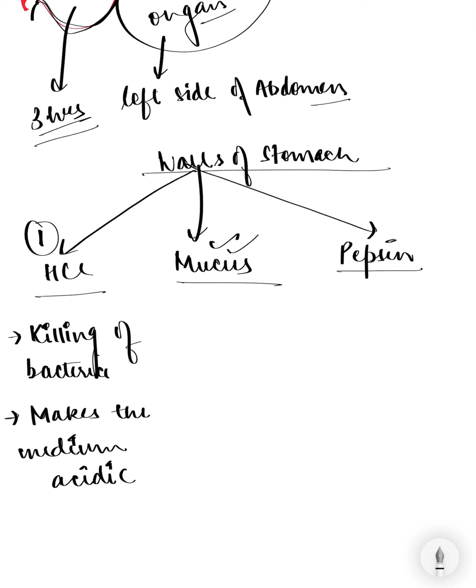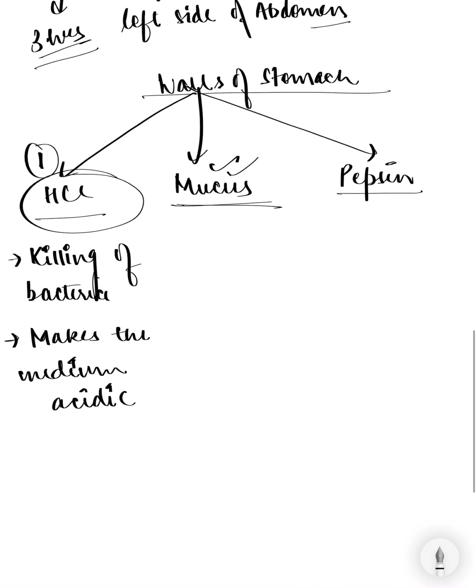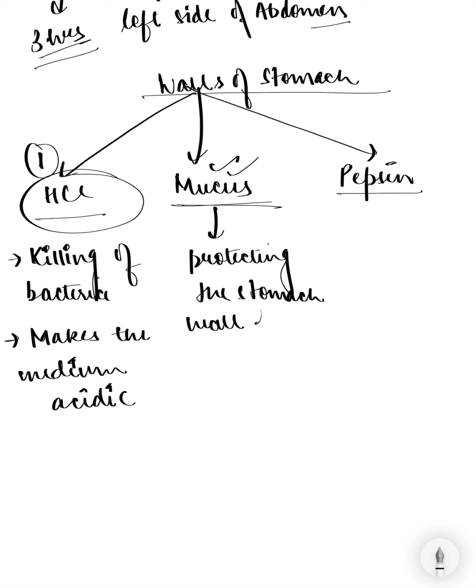Now second is the mucus. Mucus is very important because it prevents the HCl from damaging its own wall, because HCl is very toxic for any wall or any surface. So mucus helps in protecting the stomach wall from its own secretion, which is the HCl.